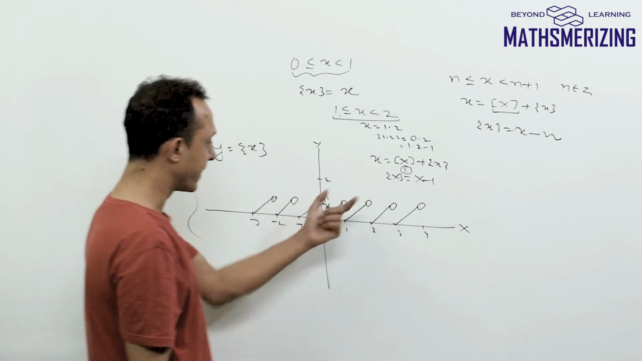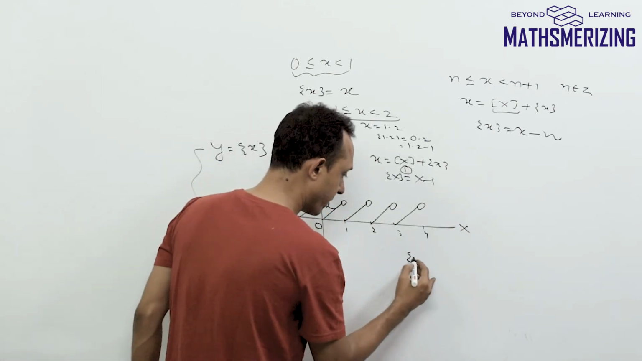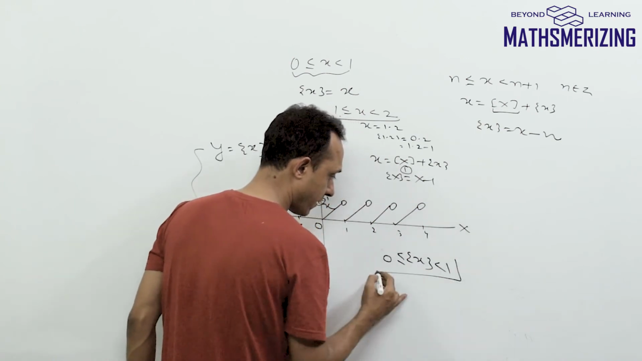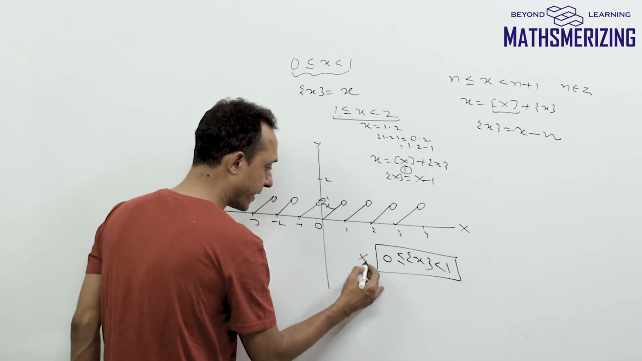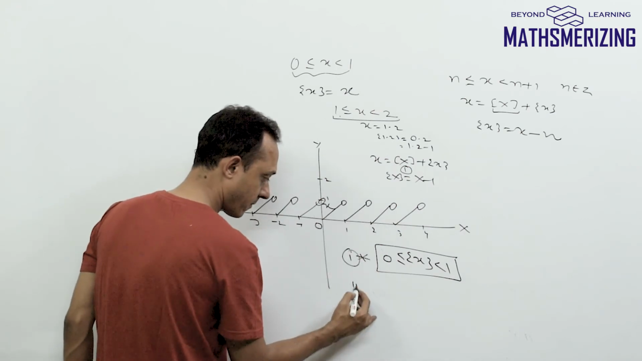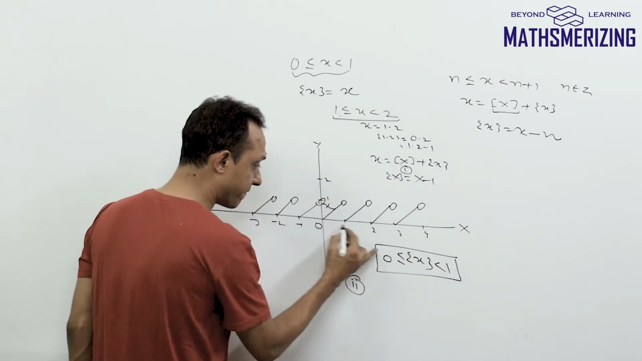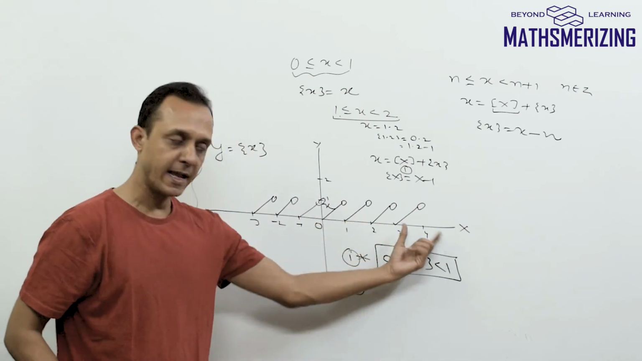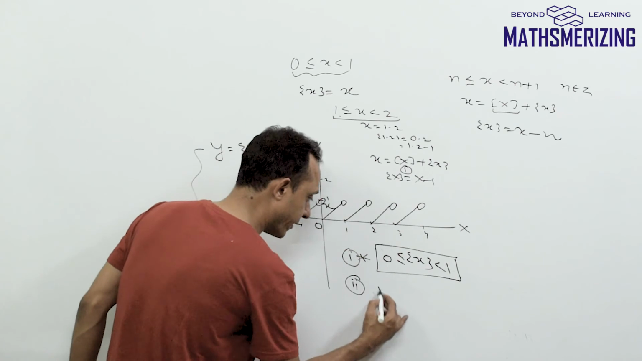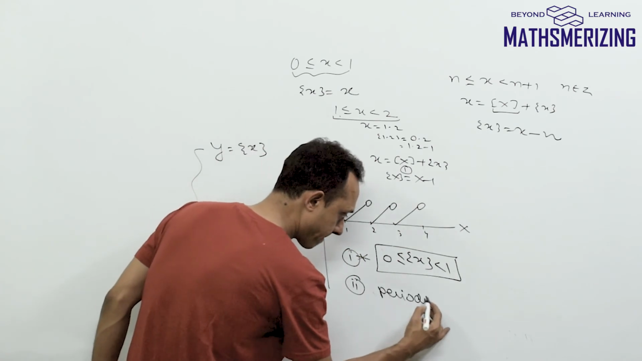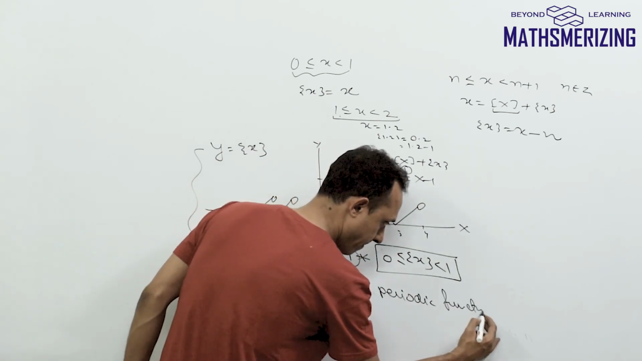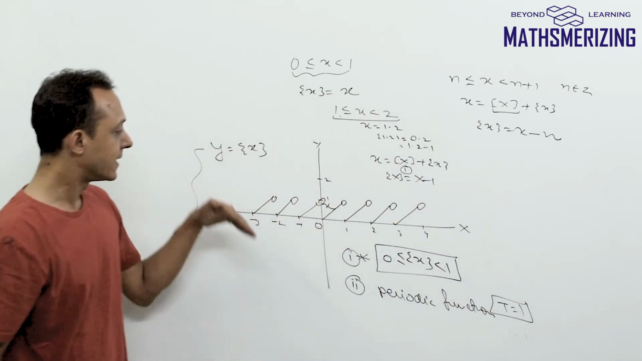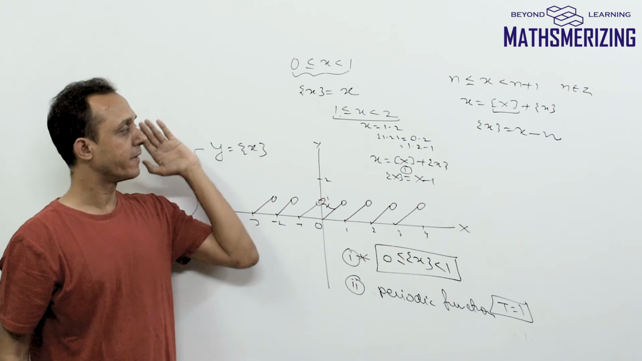And from the graph, we can again see that the fractional part of x value will always lie between 0 and 1. And also that this graph is a periodic function because this pattern repeats itself after every 1 unit. So this is a periodic function, and its fundamental period is 1 unit. So that is the graph of the fractional part of x.